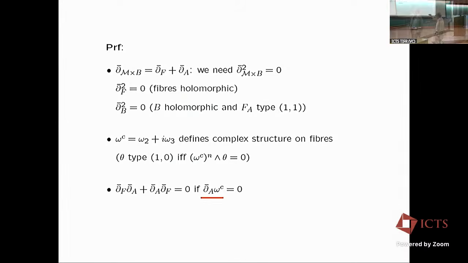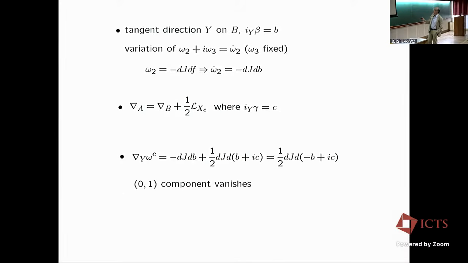What does that mean? It means that we think of omega C as being a complex 2-form along the fibers, and we're thinking of d bar A as being the d bar part of a connection on this infinite dimensional bundle of two forms. So what is the variation? We take a tangent direction in the base. Omega 1 and omega 3 are fixed, so the variation is given by the variation of omega 2. Omega 2 is equal to this. Maybe we saw this yesterday, actually.